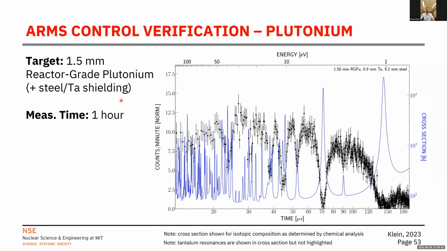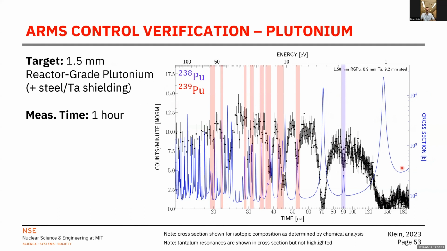Now, the first thing I want to show you is a plot of the neutron counts per minute in black that we measured experimentally, compared with the total cross section for the target overlaid in blue. This was for a 1.5 millimeter reactor grade plutonium target that included steel and tantalum shielding and a 1 hour measurement time. You see a whole bunch of dips in this black spectrum, which correspond to those blue peaks in the cross section. Plutonium-238 gives a very, very small dip, but we're able to make that out in the black experimental data.